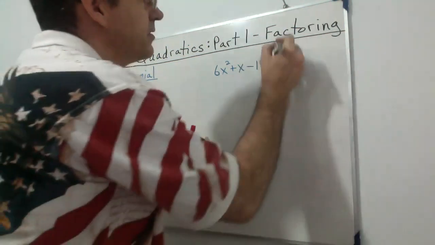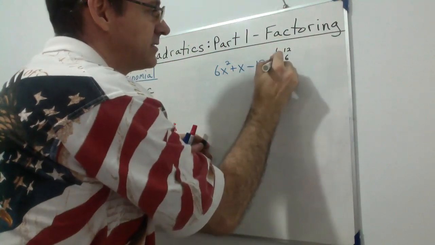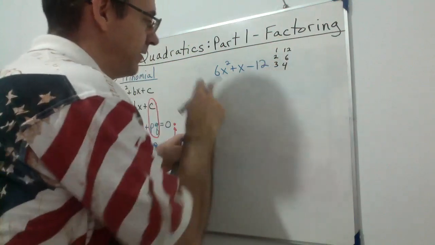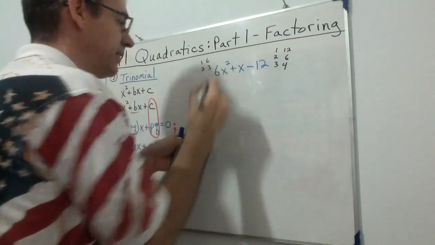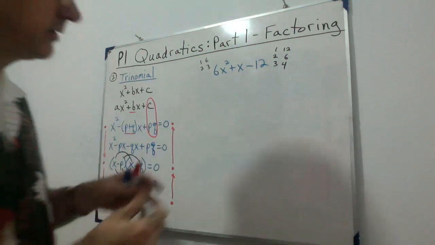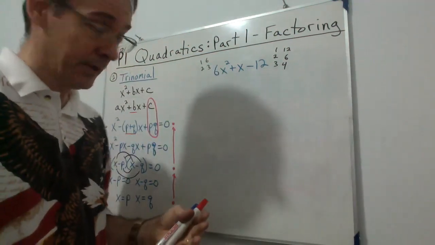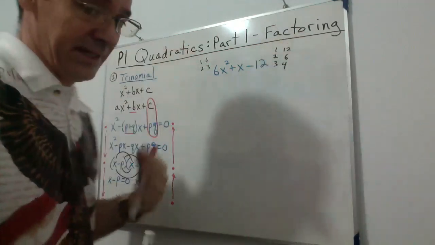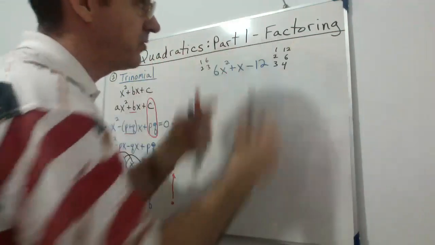If I factor the 12, I get 1 and 12, 2 and 6, 3 and 4. If I factor the 6, I get 1 and 6, 2 and 3. Now, generally, I will start at the lower end because at the top end, it gives you very big numbers really fast. 6 times 12.